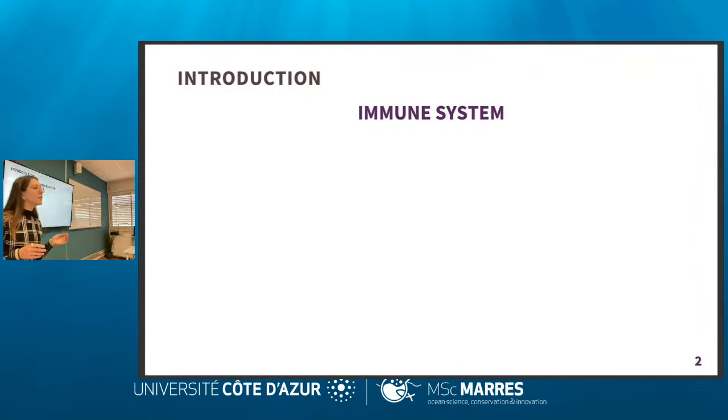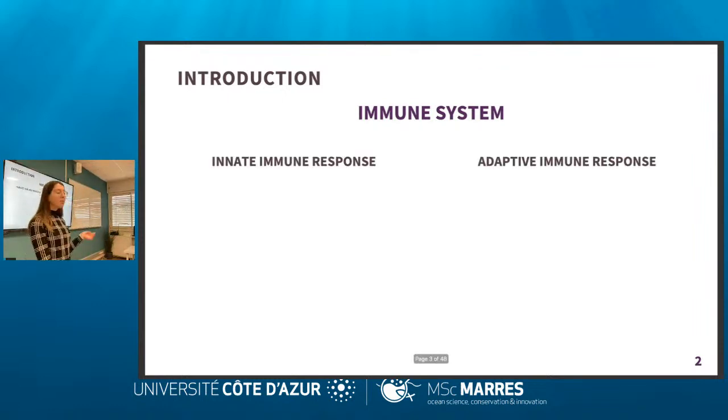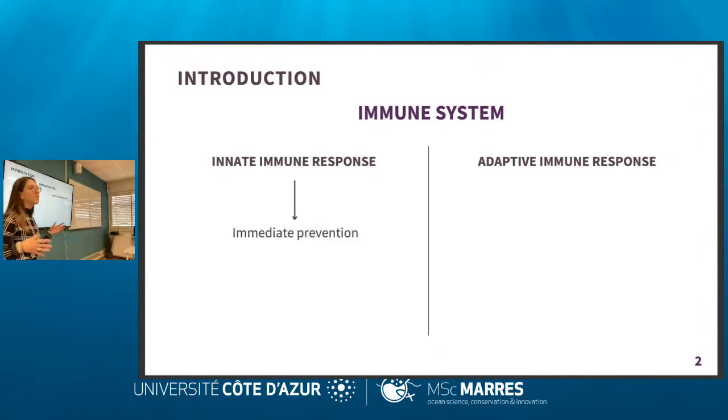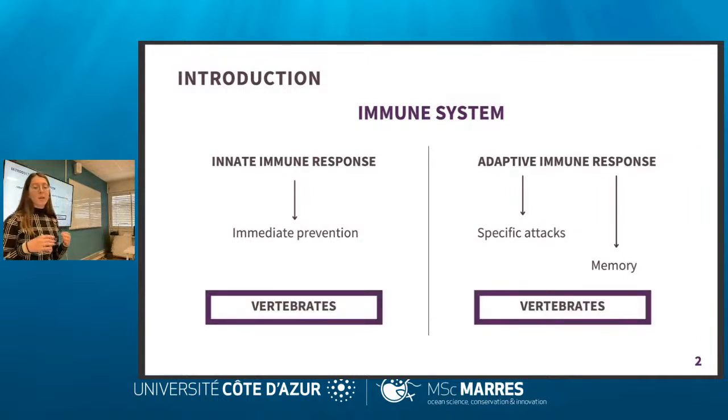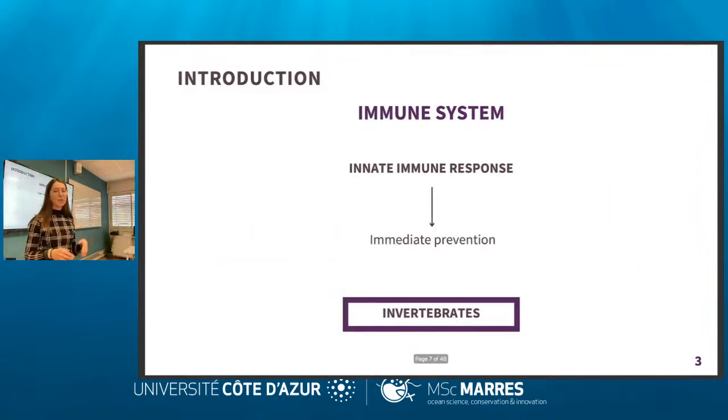The immune system is a complex process comprised of different molecular components that bind and protect an organism from pathogens. There are two different types of responses, the innate immune response and the adaptive immune response. The innate immune response immediately prevents the spread of the pathogen, and the adaptive immune response can perform specific attacks and can display memory. In vertebrates, both responses are present, whereas in invertebrates, only the innate immune response is present.